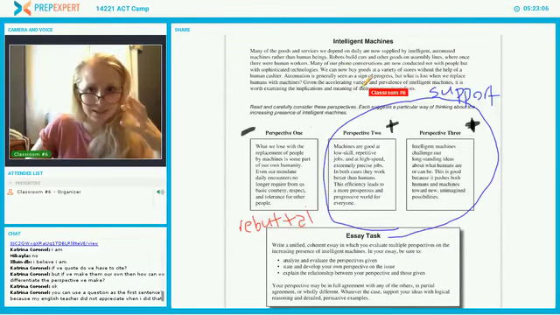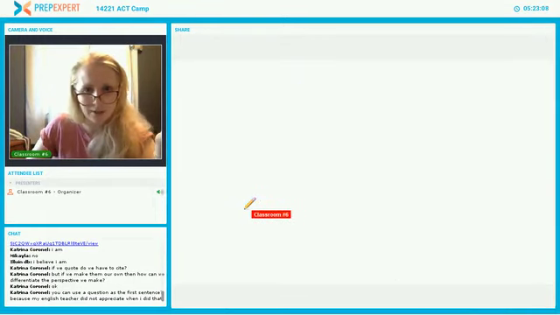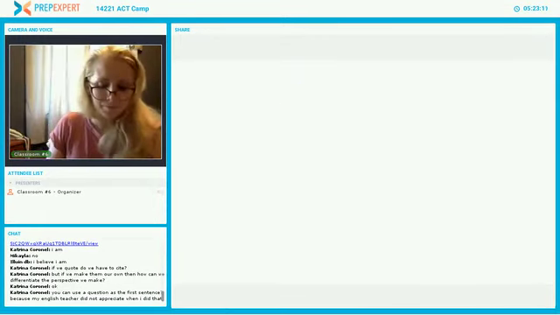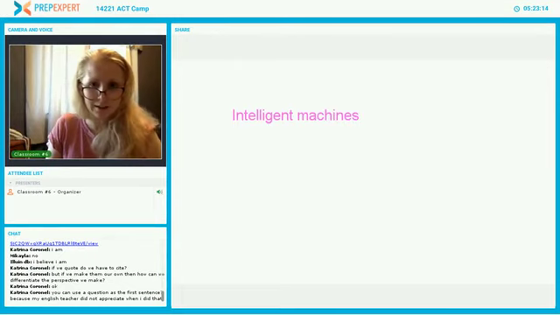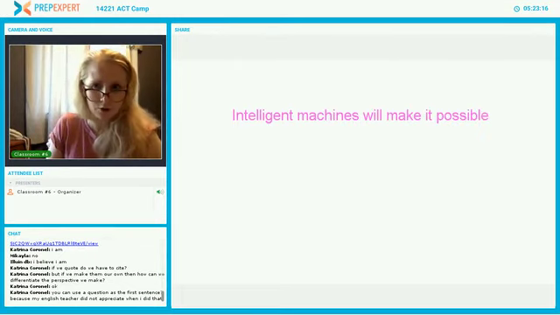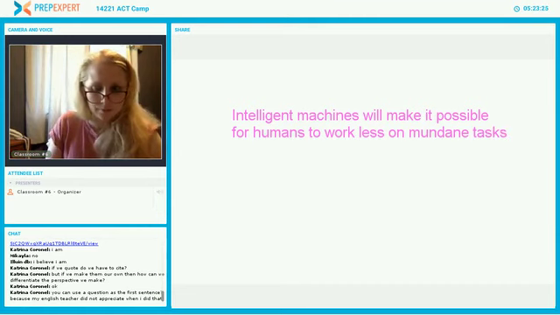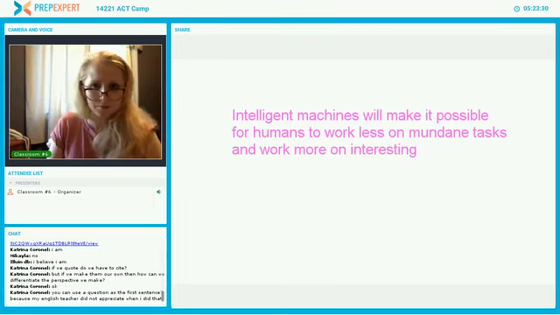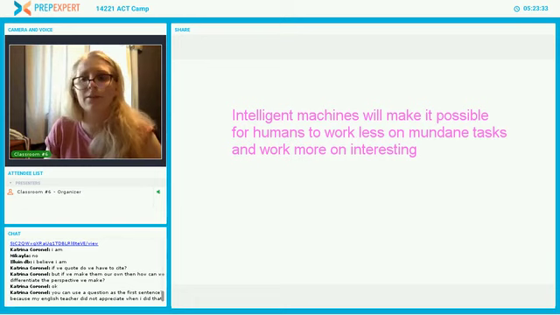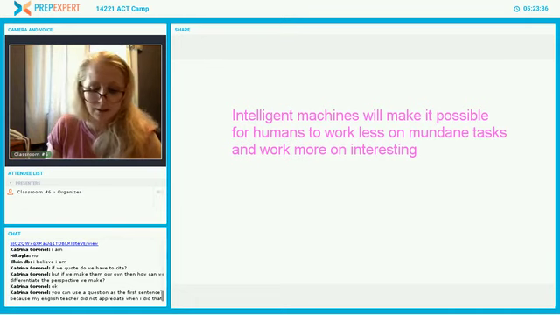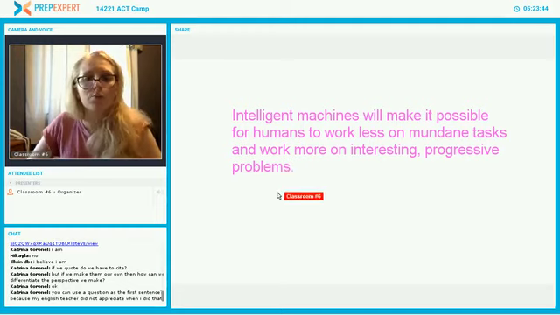And so if I'm trying to think about a thesis that is somewhat overarching here, I might write something like, intelligent machines will make it possible for humans to work less on mundane tasks and work more on interesting, progressive problems. Right. So this is my thesis.